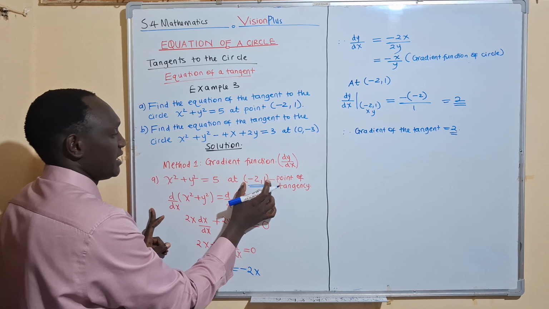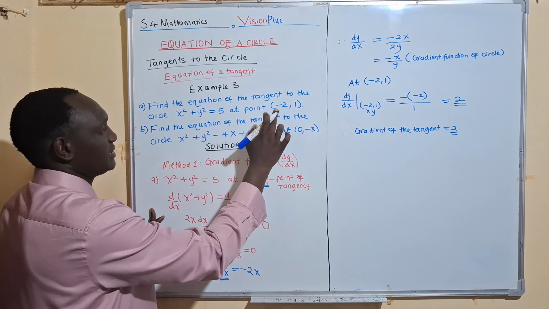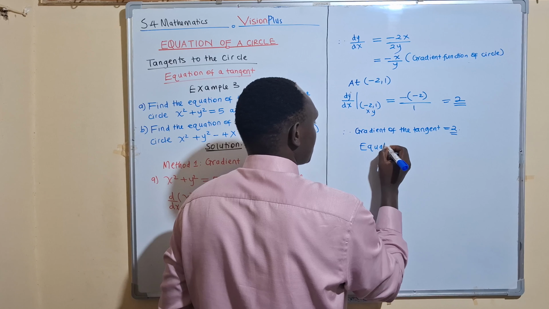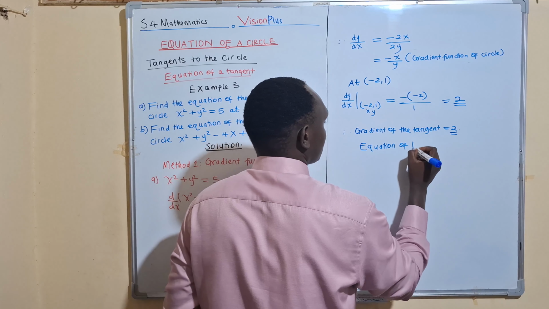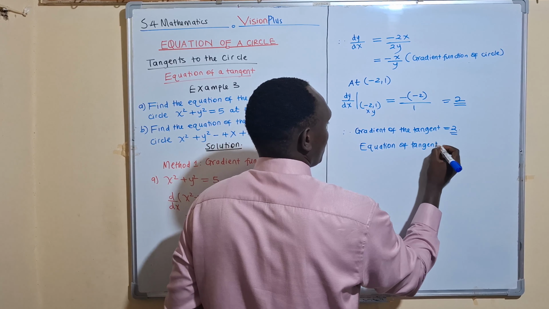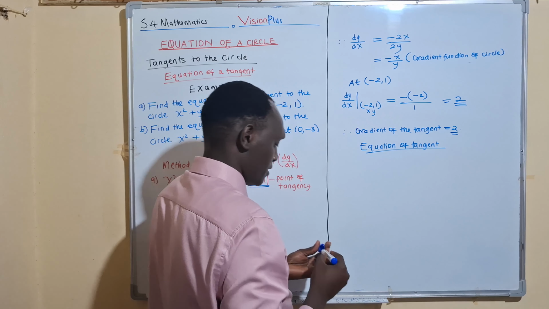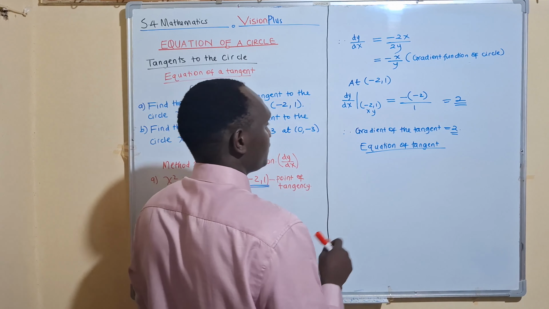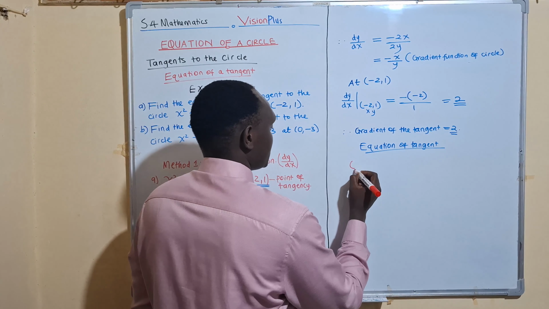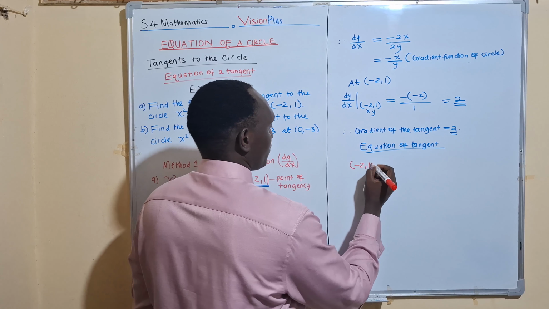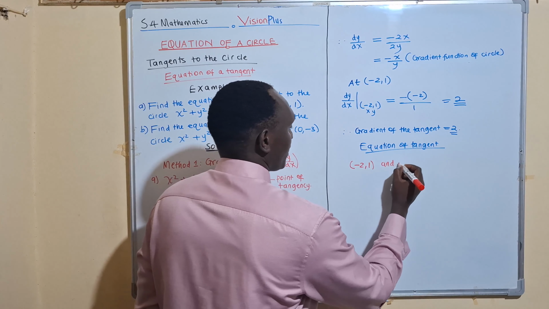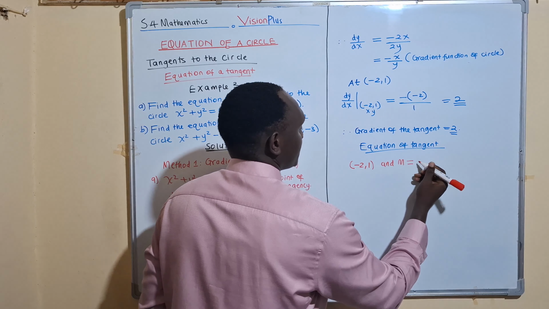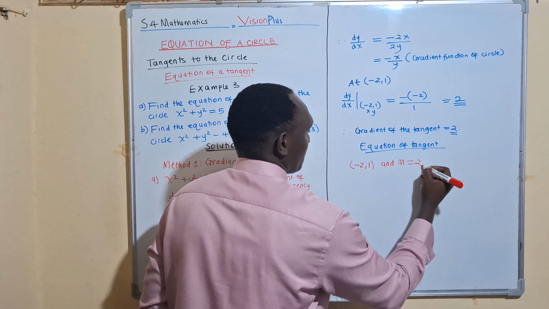Now, since we know the gradient of the tangent and we know this point on the tangent, this point is being shared by the circle and the tangent. So the equation of the tangent thus becomes, what do we know? We know the point of tangency, which is negative 2 and 1. And then we also know the gradient of the tangent, which is m. I'm going to call it m, which is 2.